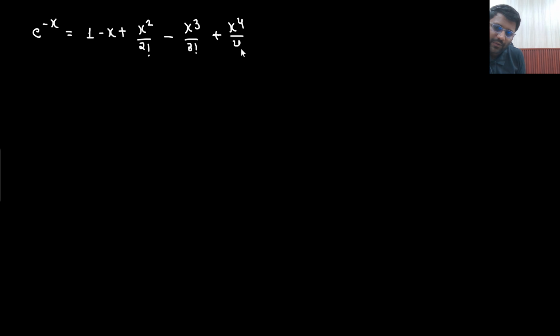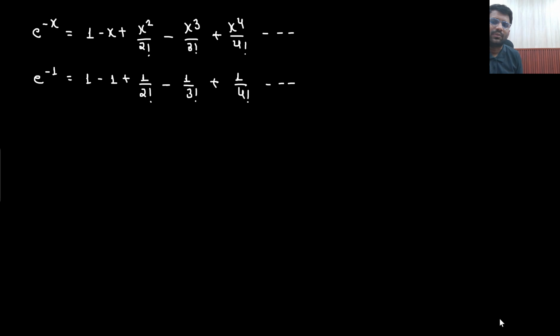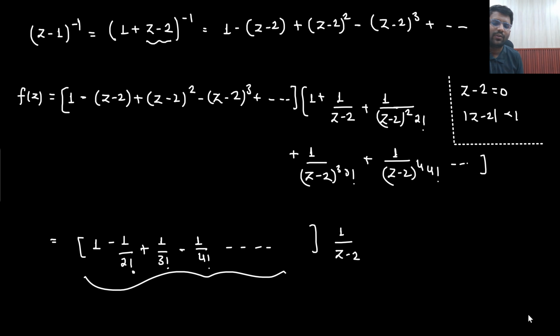So for that we need to look at exponential to the power minus x. What is the expansion of exponential to the power minus x? That is nothing but 1 minus x plus x to the power 2 minus x to the power 3 divided with 3 factorial plus x to the power 4 divided with 4 factorial and so on. You put x equals to 1. 1 minus 1 plus 1 by 2 factorial minus 1 by 3 factorial plus 1 by 4 factorial and so on. What we need? We need 1 minus 1 by 2 factorial and so on.